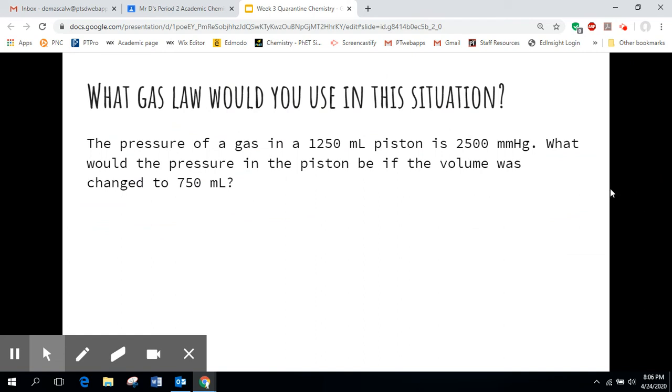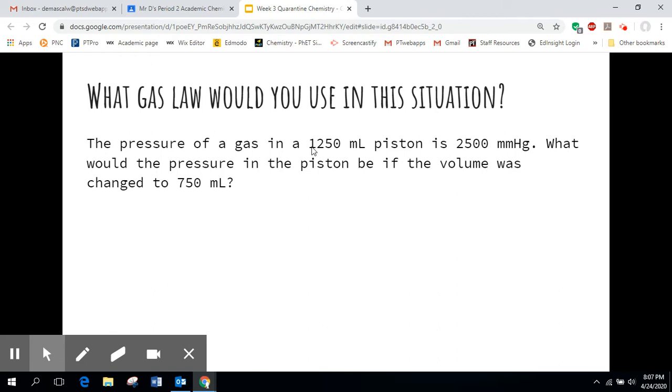Now, let's break into the last thing that's testable. We went over the gas laws, their relationships, the statement that goes with them, the equations for each one. You need to know those. But this is the last thing that's testable for this week. You need to be able to look at a problem and figure out, based on what's given, which gas law we need to use. So if we look here, it says the pressure of a gas in a 1,250 milliliter piston.